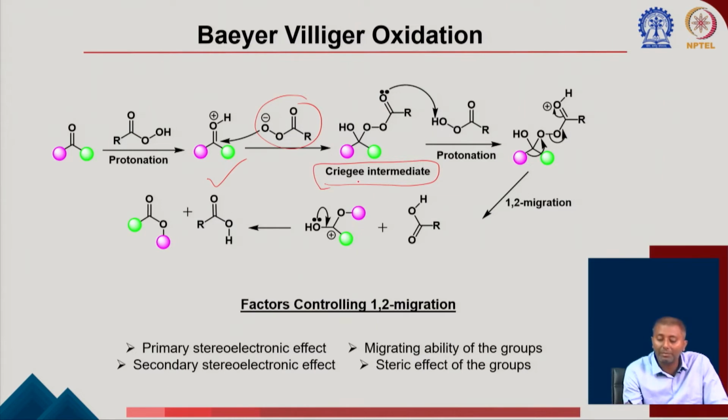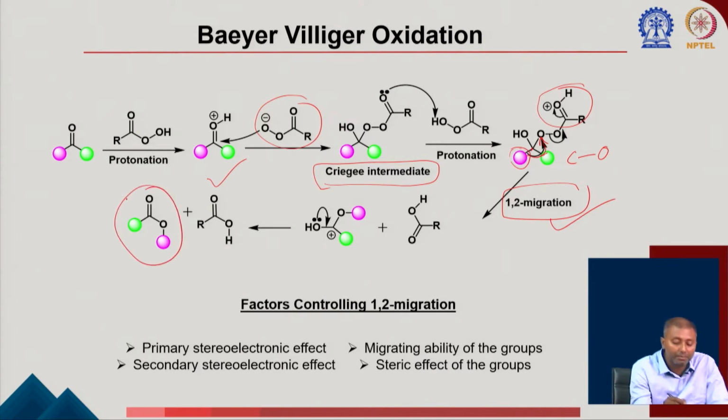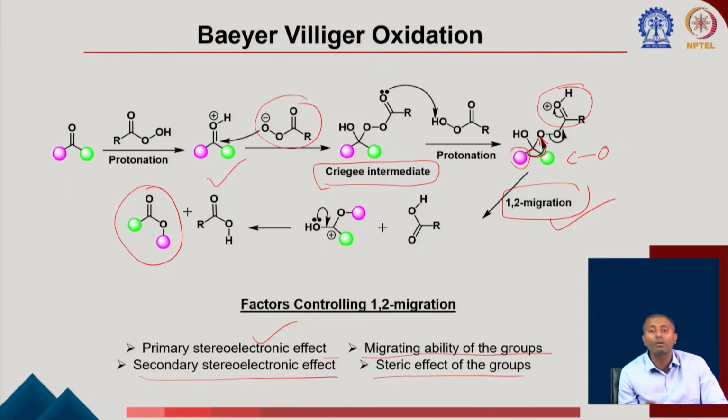After that, what is happening? There is a protonation happening at this position here. Then most importantly there is this 1,2 shift. So this group which is attached to this carbon gets migrated from this particular carbon to the corresponding oxygen. So there is a carbon to oxygen 1,2 migration happening, which finally ends up giving the corresponding ester. So first we are going to learn a couple of things about this reaction. First we are going to learn the primary stereoelectronic effect. We are going to learn the secondary stereoelectronic effect. We are going to learn about the migrating ability of the groups, and then the steric effect of the groups as well.